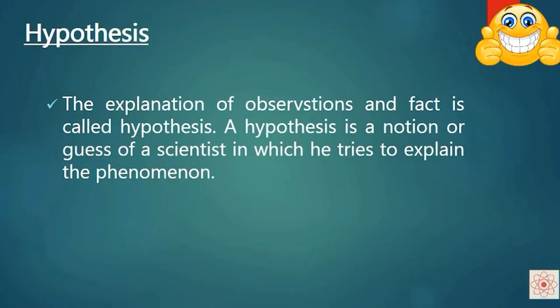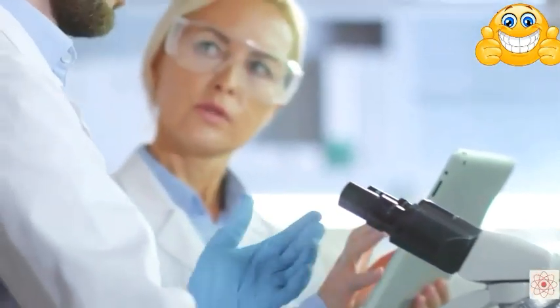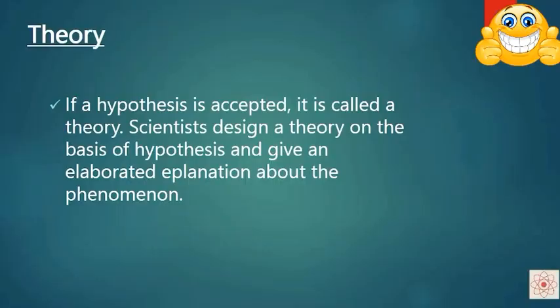And the second step is hypothesis. The explanation of observation and facts is called hypothesis. A hypothesis is a notion, a guess of a scientist in which he tries to explain the phenomenon.